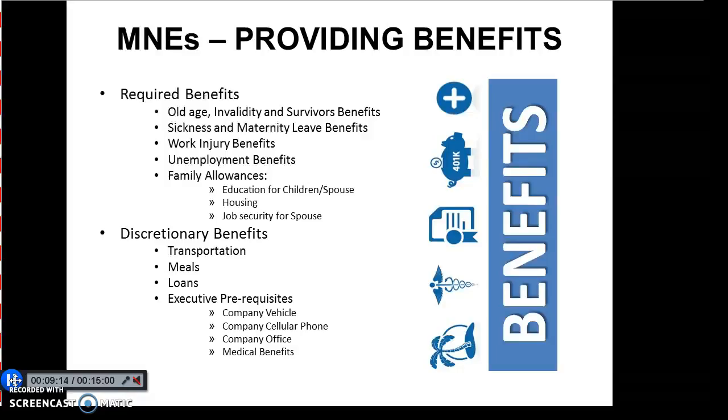Let's look at multinational corporations and the benefits that they have to provide for workers like these. These are some of the required benefits in most areas that you will find. You will find that they require old age and invalidity and survivors benefits, or sickness and maternity leave benefits, work injury benefits, unemployment benefits, or even family allowances such as education for the children or the spouse. And this includes also things like housing and job security for the spouse of the expat.